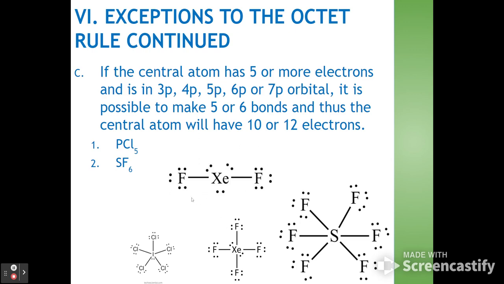Xenon and radon and krypton can form compounds with like fluorine. I'm not sure if they form compounds with anything else, but anytime you have a noble gas that reacts, it's going to have more than 8 valence electrons. So here you see 2, 4, 6, 8, 10. Here's 2, 4, 6, 8, 10, 12. And so these are some important compounds.